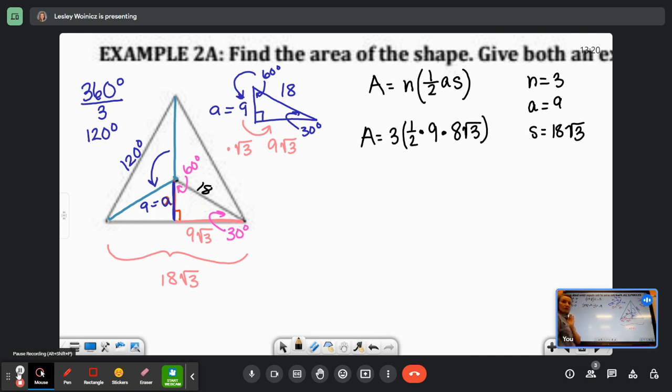Now these are all multiplications, so I can perform them in any order I choose. And I am going to just multiply all of these scalars together with my calculator. So 3 times 0.5 times 9 times 18. I'm getting 108 and then the root 3. So my area equals 108 root 3 units squared, and it says to give a rounded answer. So I'm going to multiply that by root 3. Oops, I messed up. 108 root 3, and I'm getting 187.06 units squared.